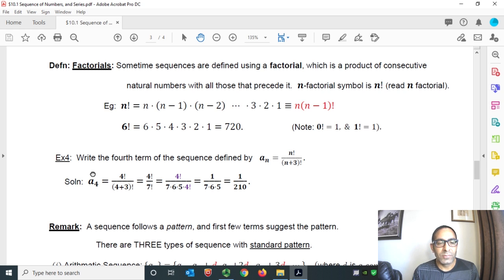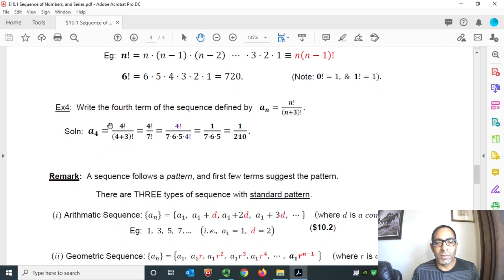Next example, write the fourth term of the sequence defined by this formula. a_n equals n factorial over (n plus 3) factorial. So solution, for the fourth term, let's put n equals 4. So here a_4 equals 4 factorial over (4 plus 3), 7 factorial.